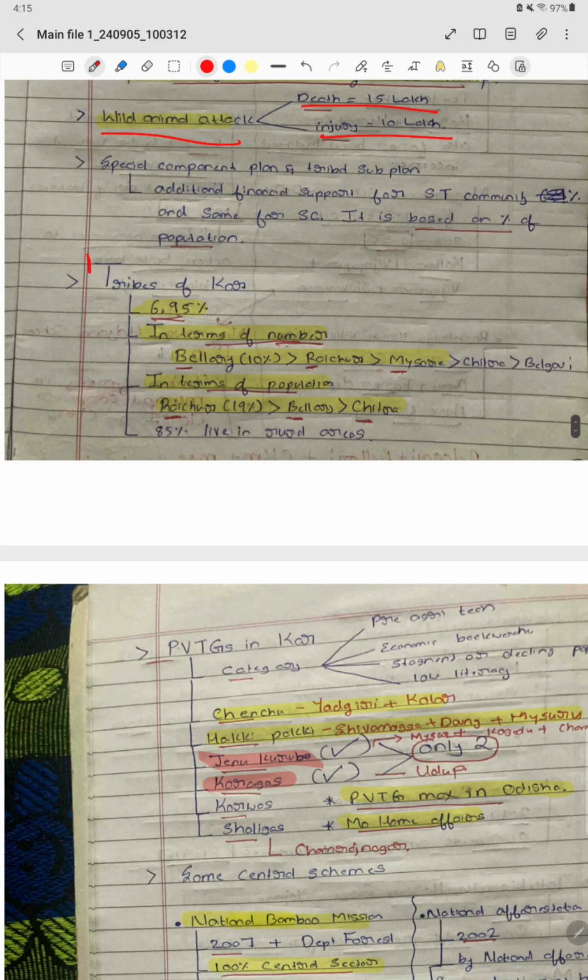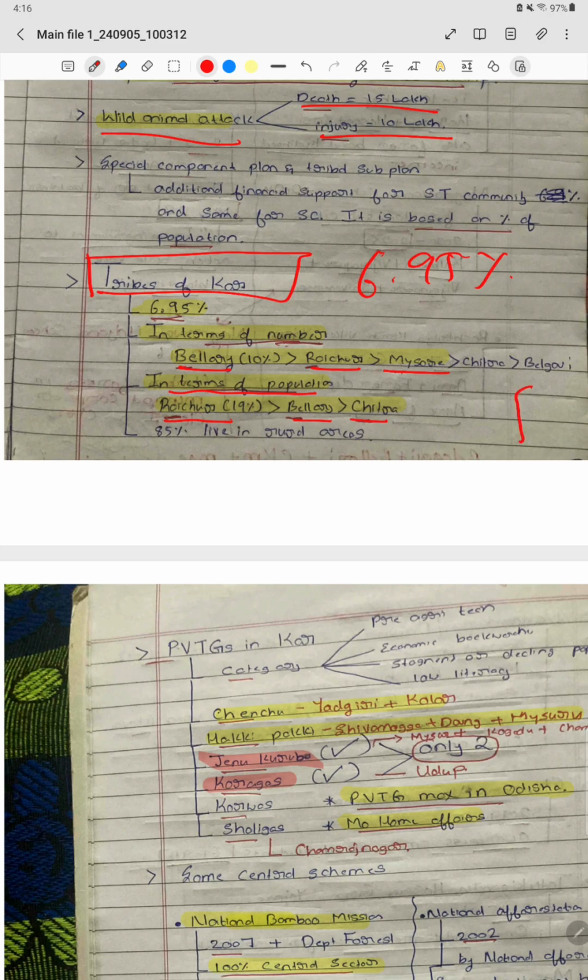Then we have to know some facts about the tribes in Karnataka. Of Karnataka's total population, around 6.95% is tribal population. If we just consider the numbers, the maximum number of tribes are found, shockingly, in Ballari, Raichur, and Mysore. The first three are sufficient to remember. And in terms of population, it is maximum in Raichur, Ballari, and Chitradurga. We can remember this because they are in this part of Karnataka from north to south. Raichur is at the top, then Ballari is here, then Chitradurga is here. So RBC, something like that, red blood cells.